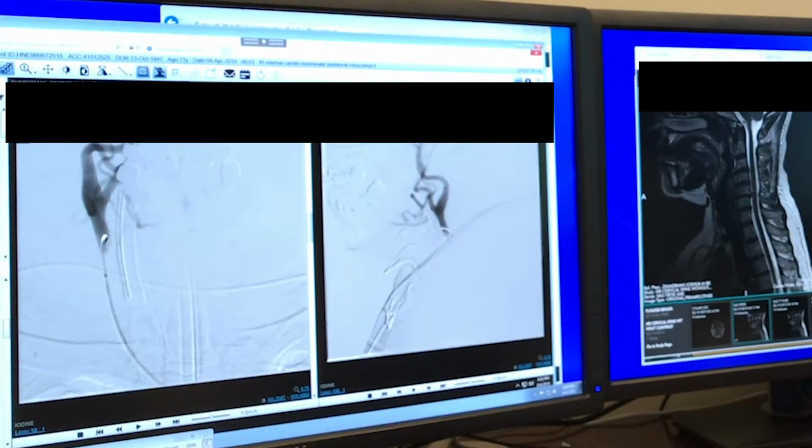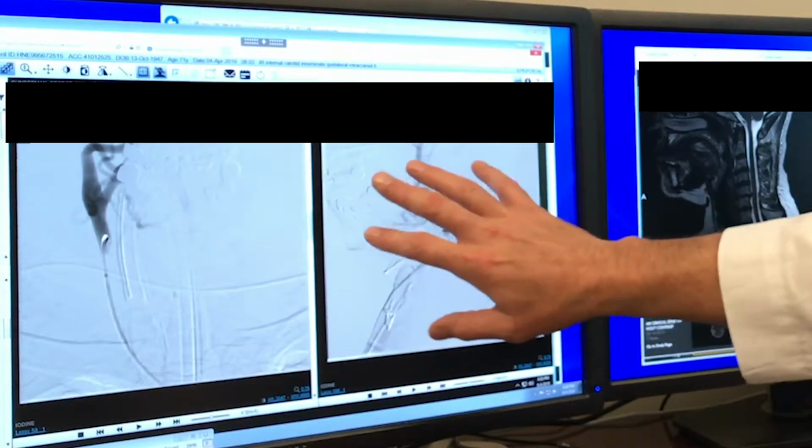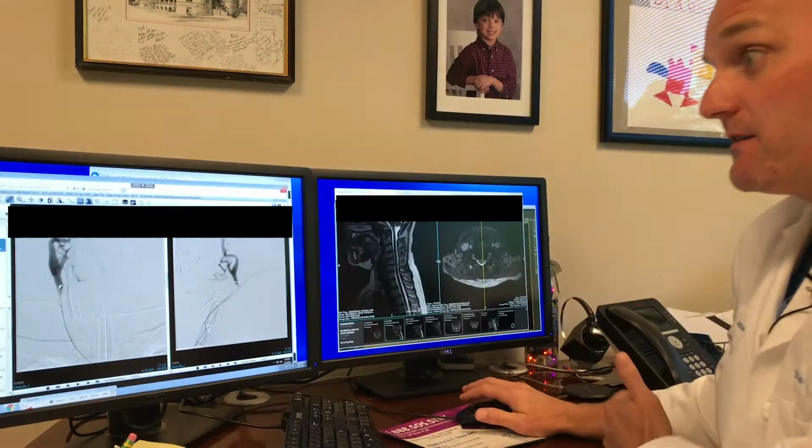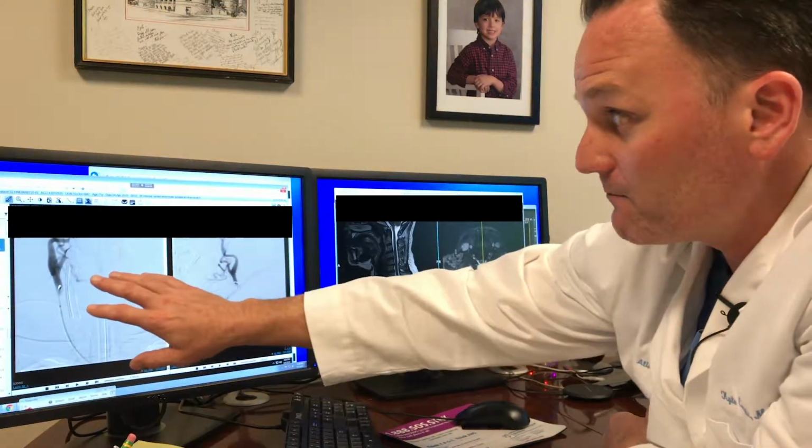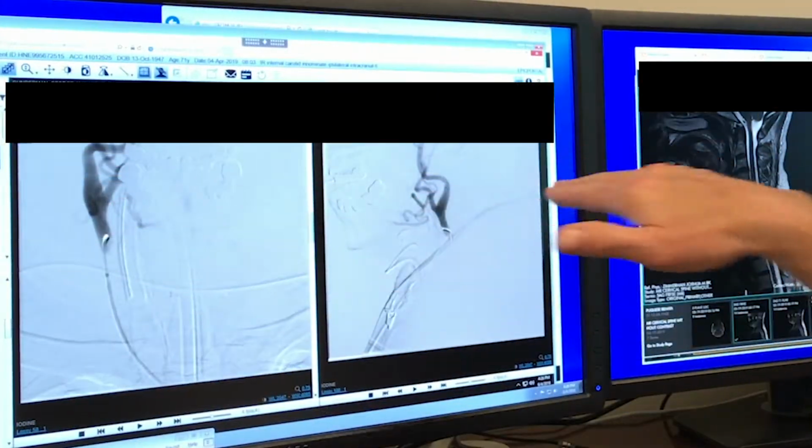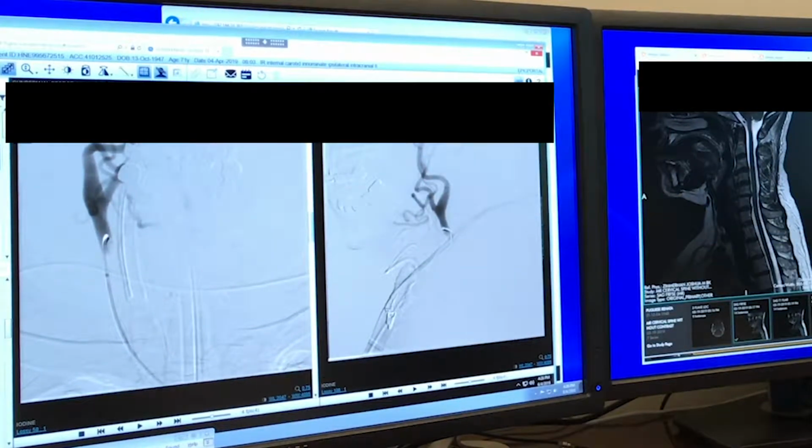So that's from the front and that's from the side. These pictures are taken simultaneously during an angiogram so that we can compare how the blood vessels look in 2 dimensions and get a better idea of the turns and which blood vessel is which.